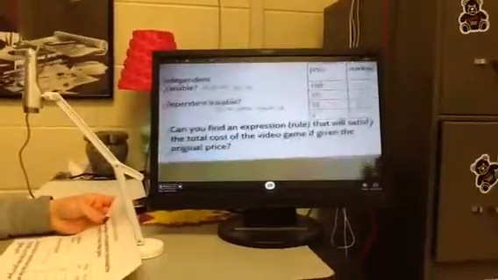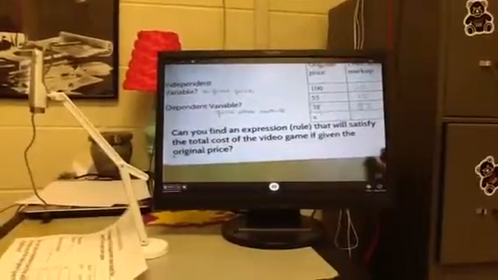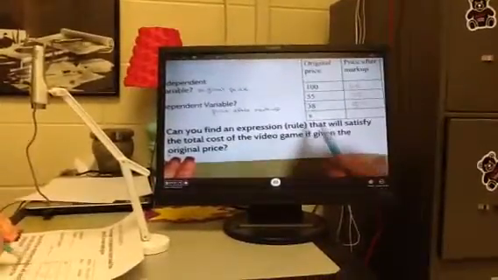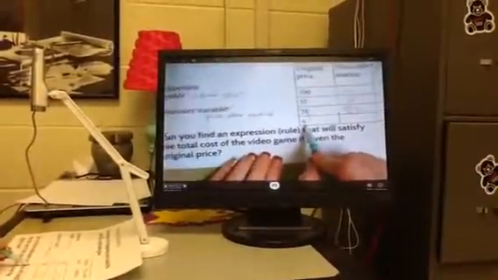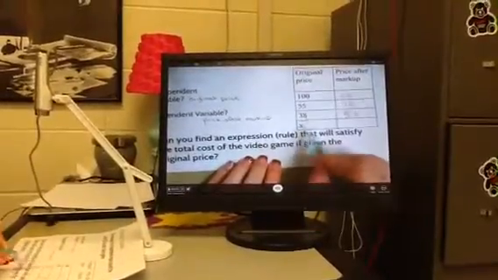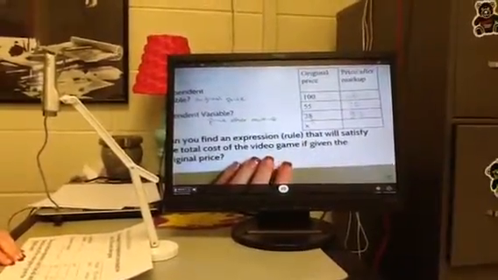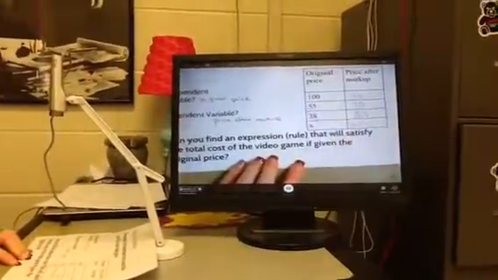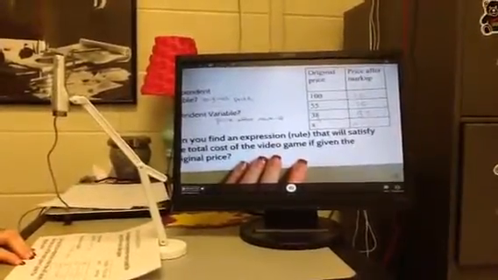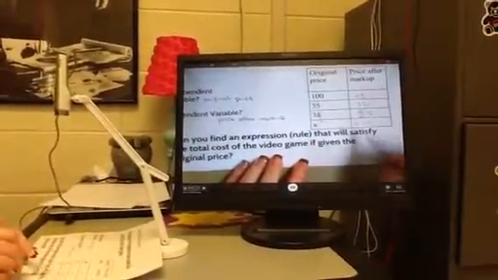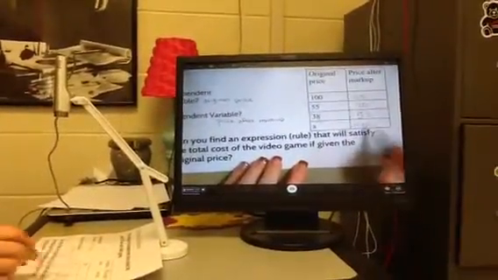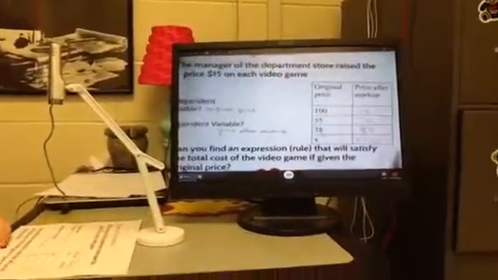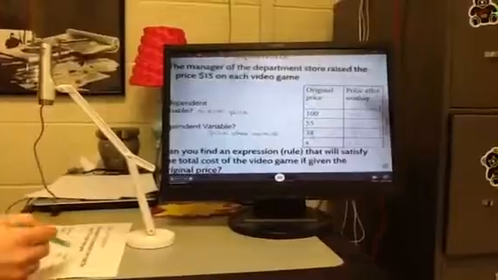So now can we look at that and can we find an expression or a rule that will satisfy the total cost of the video game if given the original price? So if we don't know the original price, can we find a rule that we can do to whatever x equals, we could figure it out? The rule would end up being x plus my 15, because whatever number I put in for x, I'm going to have to add 15 to get the total price after the markup. So this y value is going to depend on the x value.